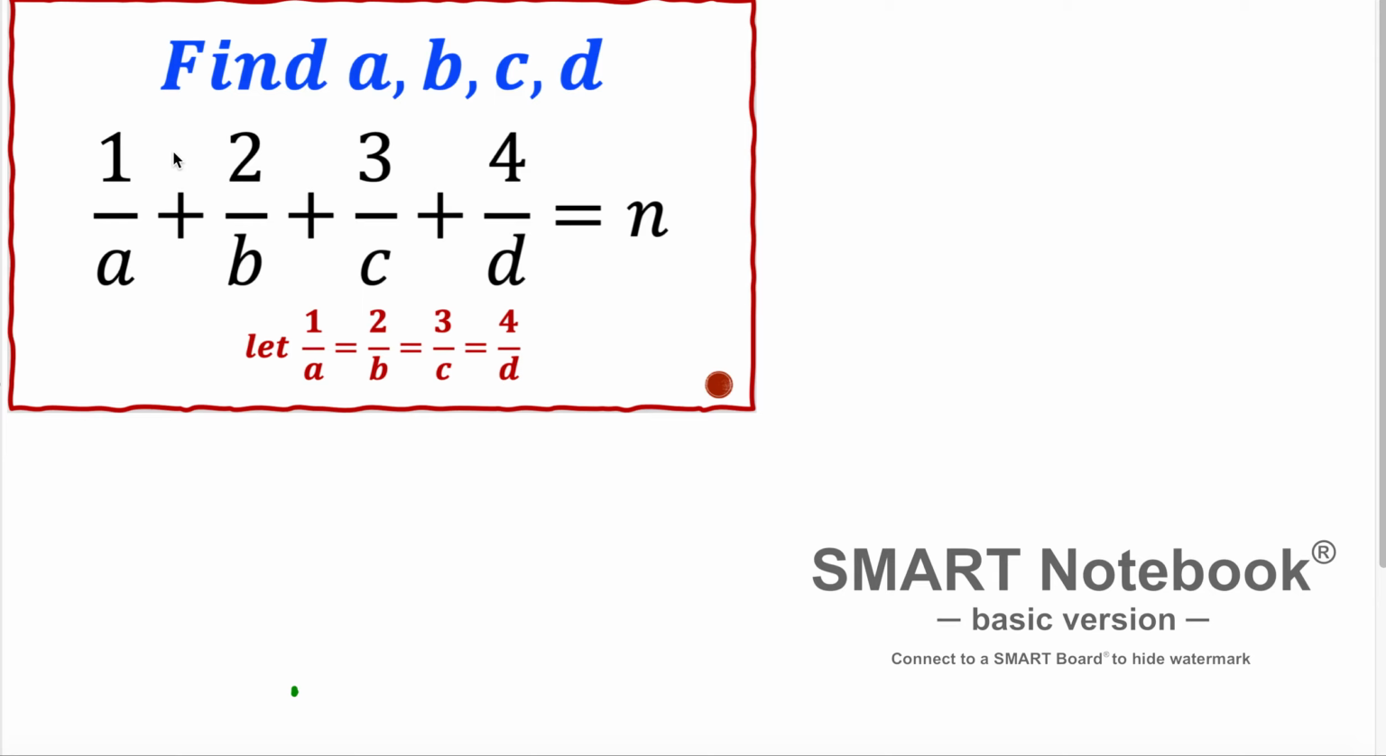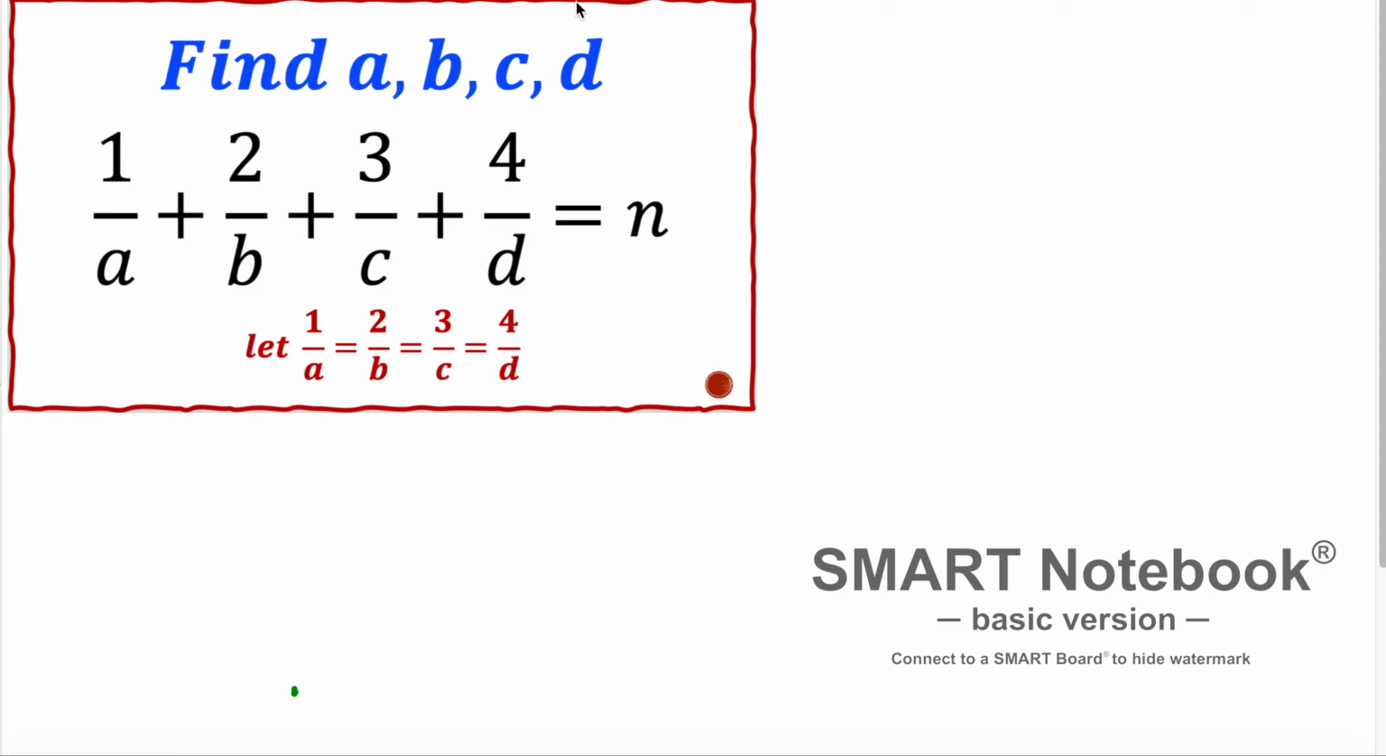A, B, C, D, 1 over A plus 2 over B plus 3 over C plus 4 over D is equal with N. So let 1 over A equal with 2 over B equal with 3 over C equal with 4 over D. So I want to formalize the homemade method that I already presented in yesterday's YouTube video.